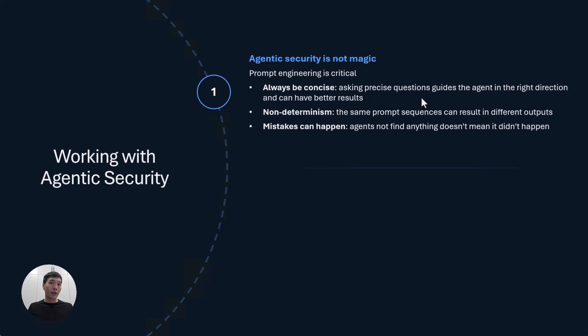And the agent uses an LLM, which is non-deterministic in nature, so the same prompt sequences can result in different outputs. But the whole idea is that the data is right there and the agent has the tools to retrieve it. And lastly, in the demo that we saw, we managed to get quite good quality output, but sometimes mistakes can happen. Sometimes the agent not finding anything doesn't mean that it didn't happen. So it is still back to the human operator to ensure that it has expanded all the searches that it can do. The agent is here to help get the information. The operator is there to guide, to make sure that the investigation is going in the right direction.